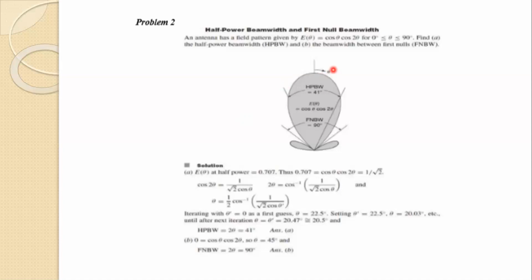You are familiar with the relationship between directivity, the maximum radiation intensity and the radiated power. So D naught equal to 4 pi U maximum by P radiation. D naught equal to 4 pi U max by P rad. So the answer equal to 1.697.